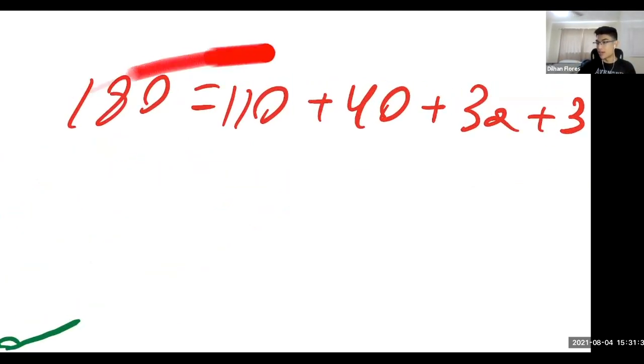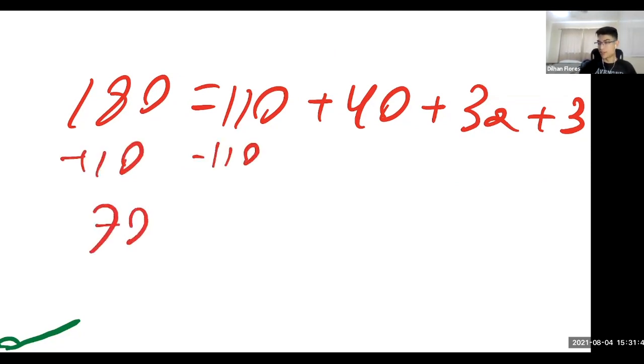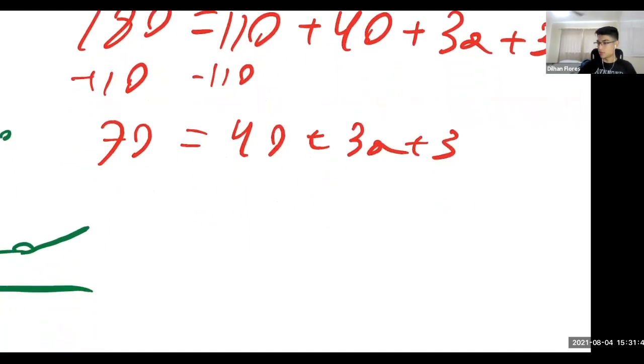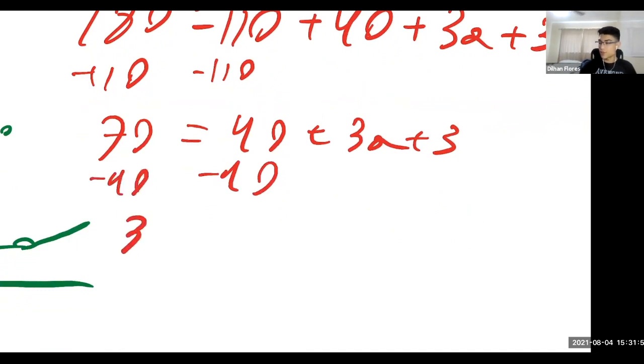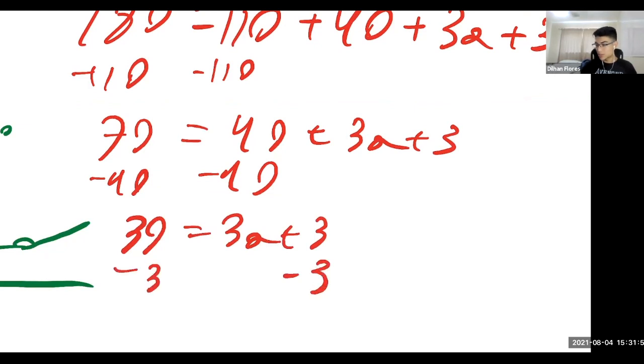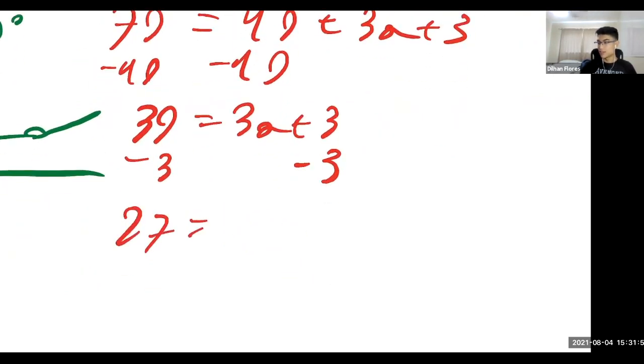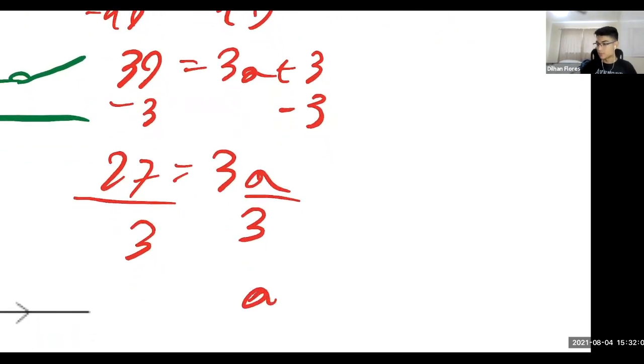Let's solve for a. Subtract 110 from both sides. This gives us 70, which is equal to 40 plus 3a plus 3. So subtract 40 from both sides. We have 30 is equal to 3a plus 3. Subtract 3 from both sides. We're going to have 27 is equal to 3a. Divide by 3. And a is equal to what, guys? What's a equal to? Brady, killing it. Lucas, Michael.